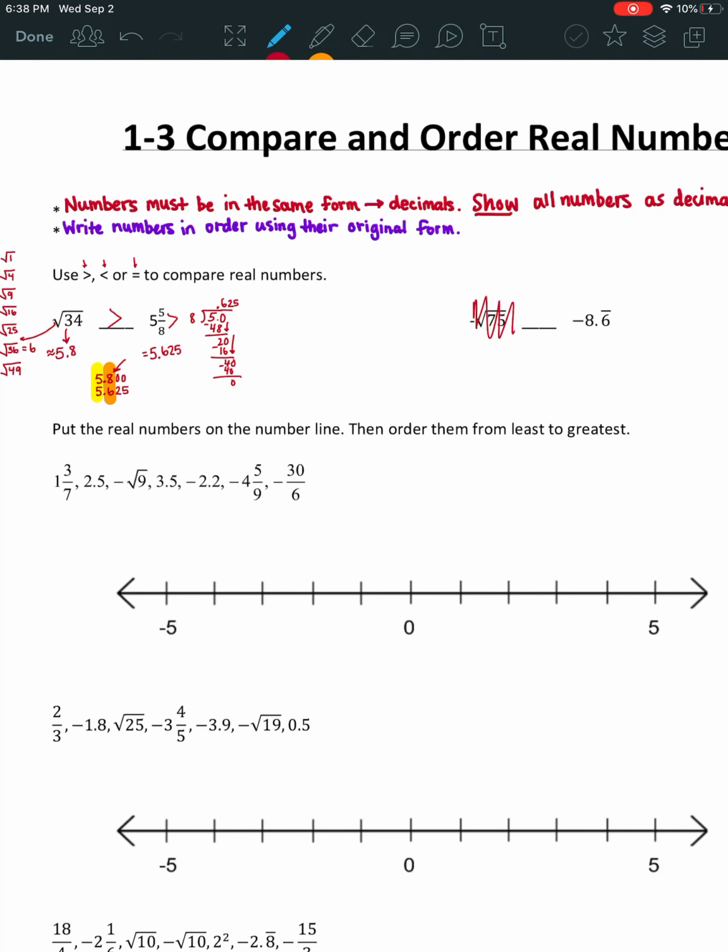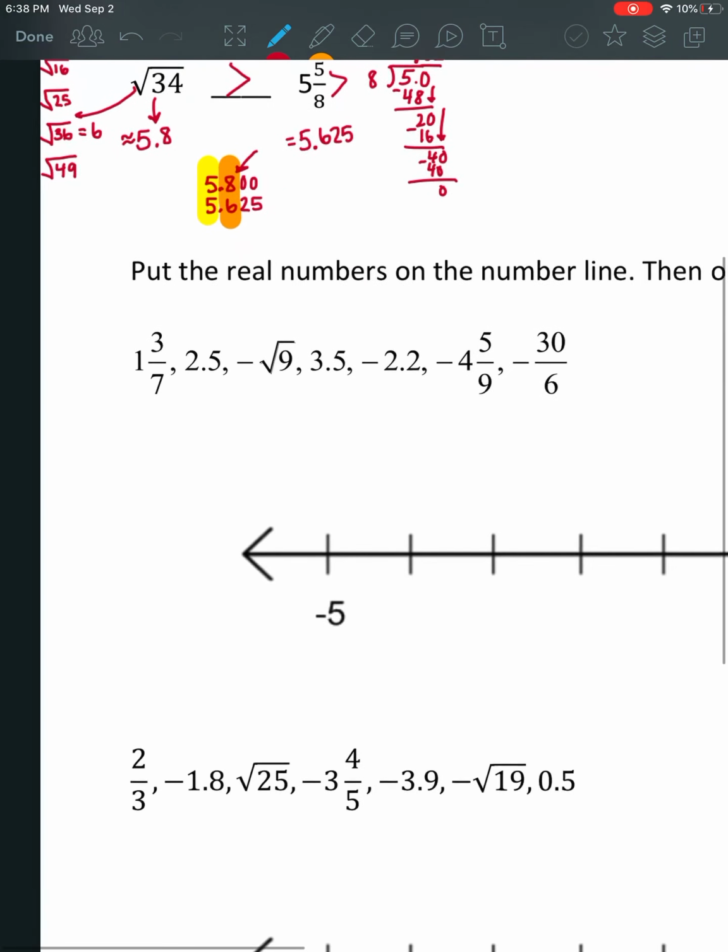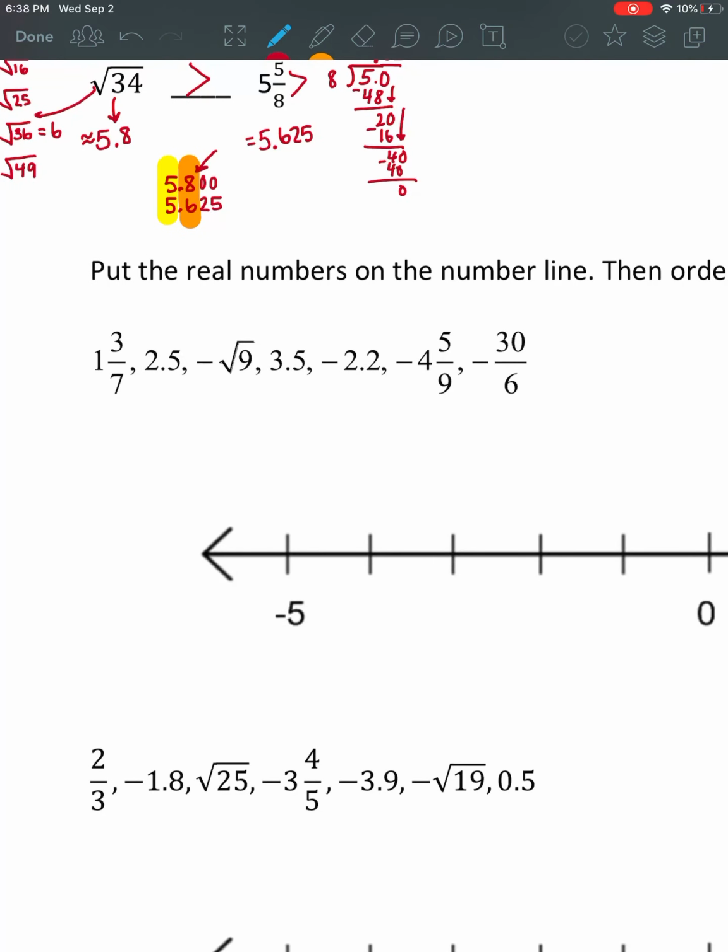Okay? Now, the next one I am going to skip. I do not like this problem, so you can just simply cross it out. Those numbers are really, really close. So that's why I don't like that example. Okay? Now, next example, we're going to take a big long list. So we have 1, 2, 3, 4, 5, 6, 7 numbers.